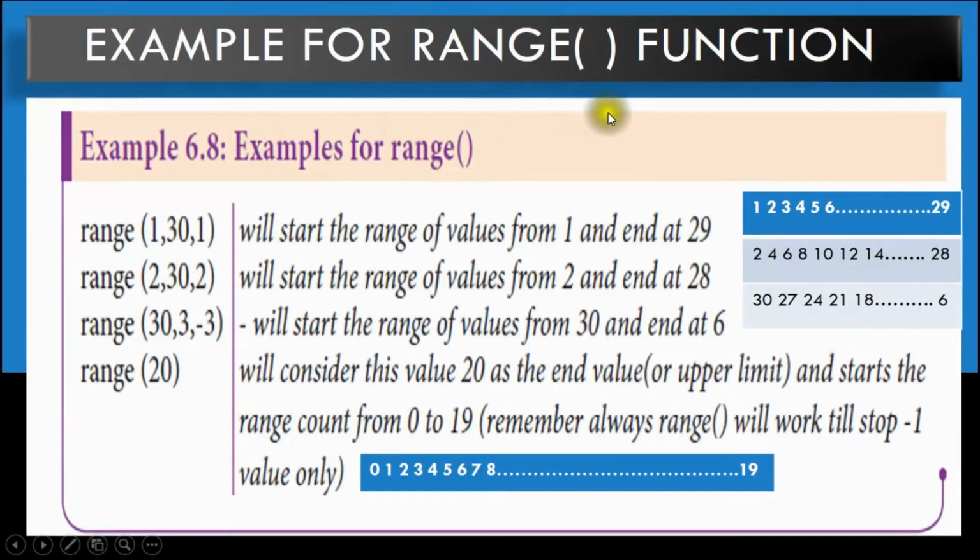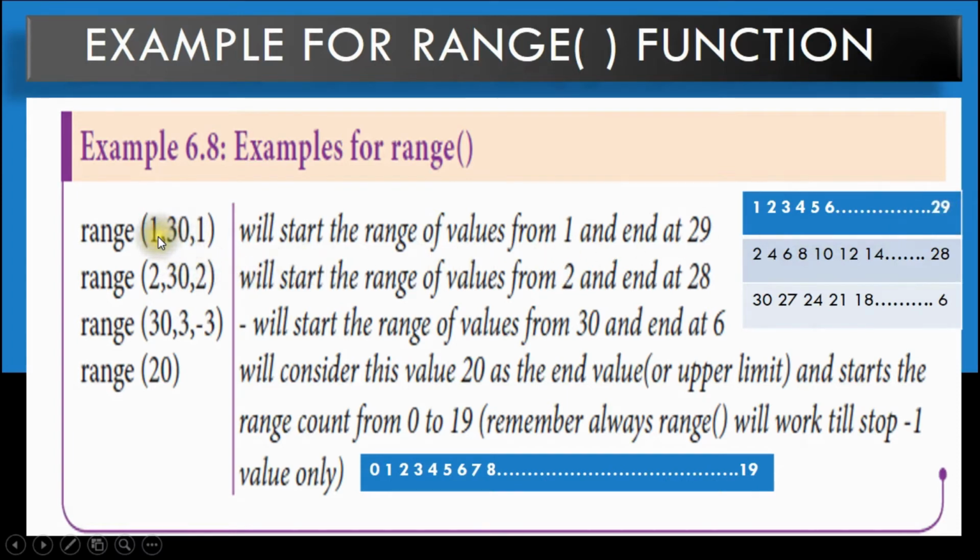Then example for range function. Range 1, 30, 1. 1 is the start value, 30 is the stop value, here 1 is the step value. So the result will be printed as 1, 2, 3, 4, 5, 6 up to 29. Here stop is 30, but the Python program will print up to 29. Why?